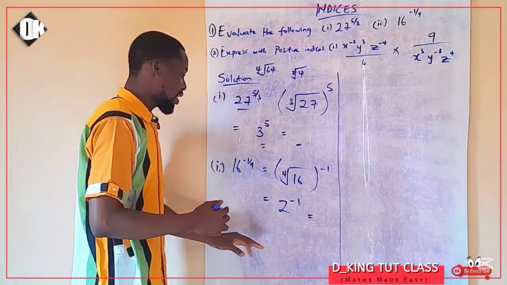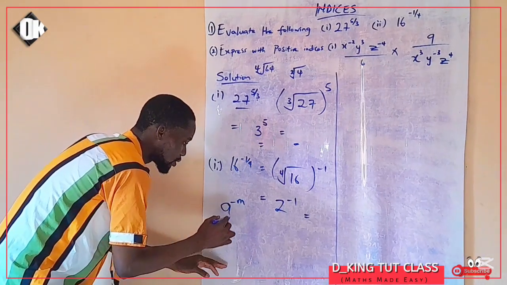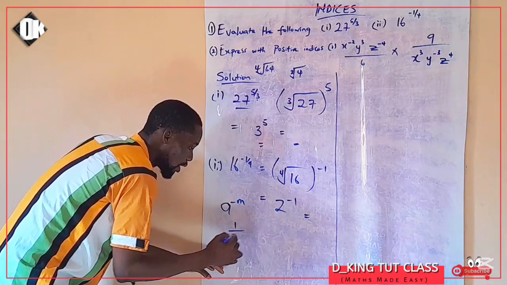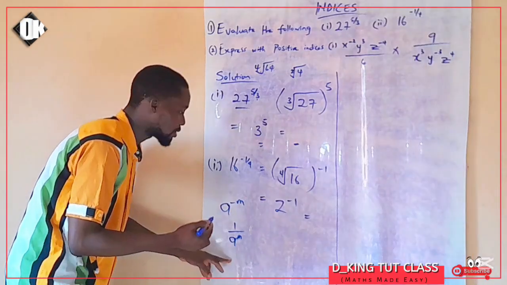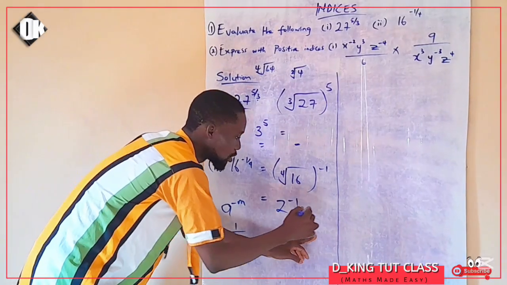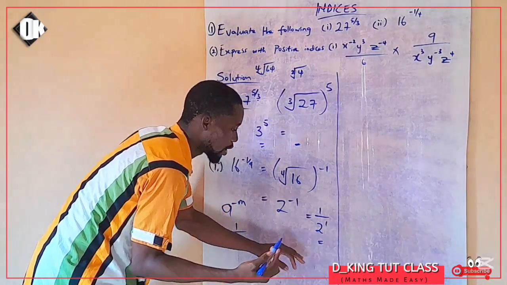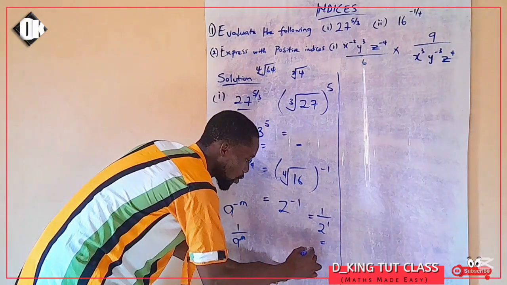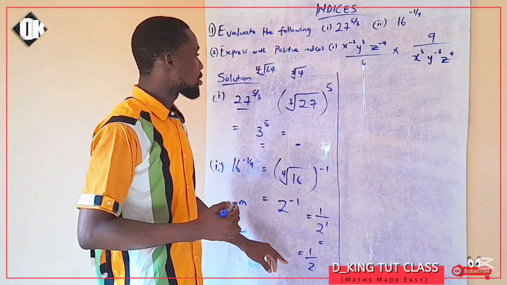Which implies that if I have something like a raised to power minus m, this minus means 1 over, then write what remains, a raised to power m. And from this point, I'm going to have 1 over 2 raised to power 1. So I can stop here, or I can say that my answer is 1 over 2. Simple as that.